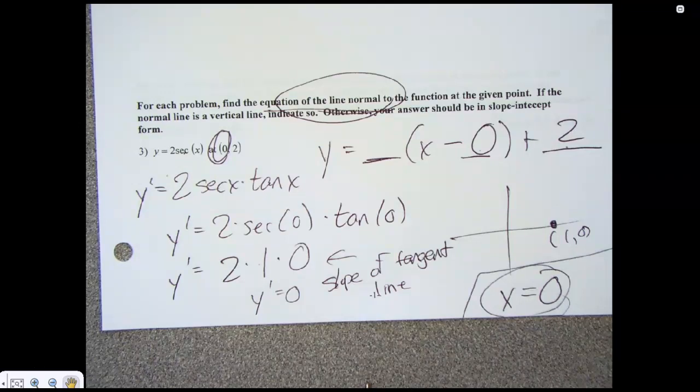So you can get to this vertical part kind of two ways. And then once you know it's vertical, what's the equation of any vertical line? It's x equals something. And what's the only x value that we have in this problem? It's just from there. It's not because of this zero. It's from this zero.